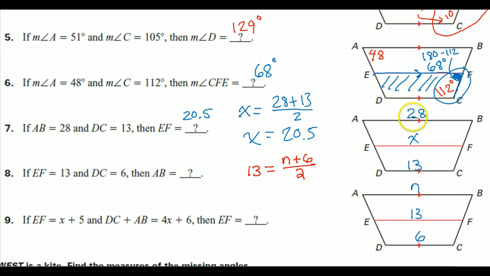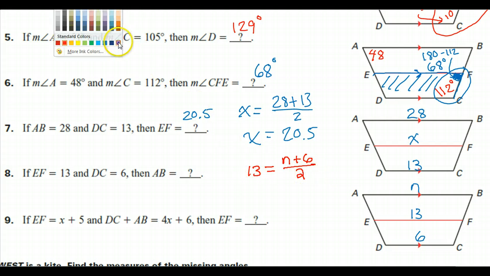If you look at what we did last time, the x was by itself, because that's the mid segment. The 28 and the 13, those are the bases. I added those up and divided by 2. This time, n, the unknown, is one of the bases. So I do base plus base divided by 2: n plus 6 divided by 2. And that average should equal the mid segment. So the mid segment has to be the number that's by itself. So it's just a matter of solving this.